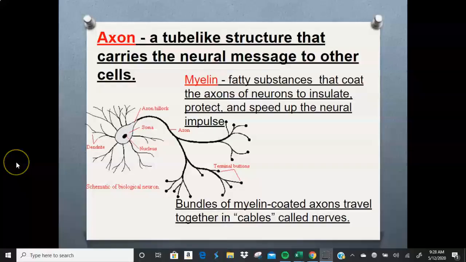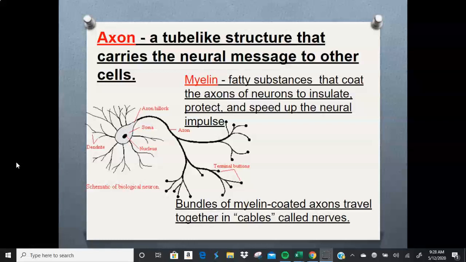Well, believe it or not, your neurons also have a fatty substance called myelin. And that myelin coats the axons of the neurons, and it insulates, it protects, and of course, it speeds up the neural impulses. By the way, bundles of myelin-coated axons travel together in cables, and these cables are called nerves. Just another FYI, there are actually a lot of diseases out there that are caused when that myelin sheath ends up breaking down.